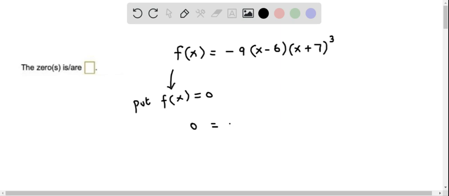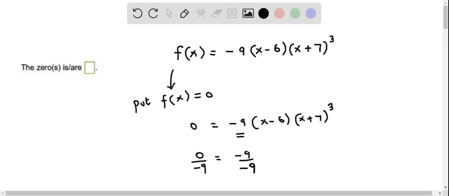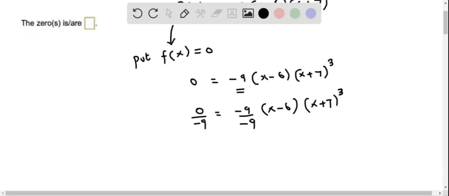So we get 0 equals negative 9 times of x minus 6 times of x plus 7 raised to the power of 3. We can divide by negative 9 on both sides. So 0 by negative 9, and this equals negative 9 over negative 9. We get x minus 6 times of x plus 7 raised to the power of 3. So 0 by negative 9 is once again 0, and negative 9 by negative 9 equals 1. So it's basically 1 times of this expression, which is x minus 6 times of x plus 7 quantity cube.